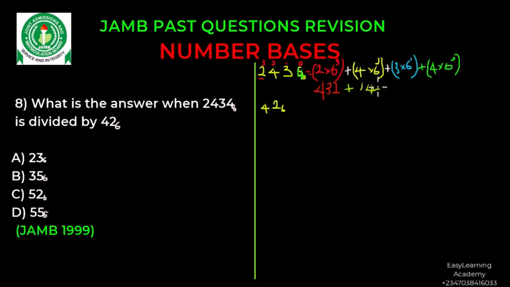Making progress, right? Okay, now that's not what I needed. Now let's get the next one. The next one is 3 times 6 raised to power 1. 6 raised to power 1 is 6. 3 times 6 will give us 18. Okay, we have 18 here.